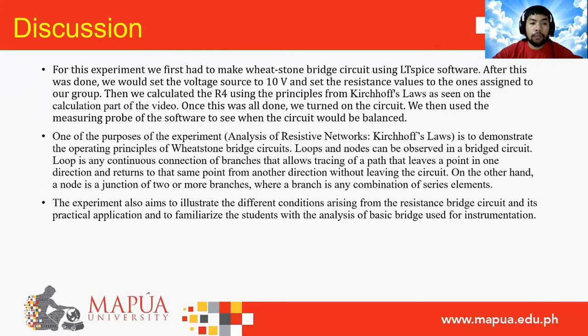One of the purposes of the experiment is to demonstrate the operating principles of Wheatstone bridge circuits. Loops and nodes can be observed in a bridge circuit. A loop is any continuous connection of branches that allows tracing of a path that leaves a point in one direction and returns to the same point from another direction, without leaving the circuit. On the other hand, a node is a junction of two or more branches, where a branch is any combination of series elements.